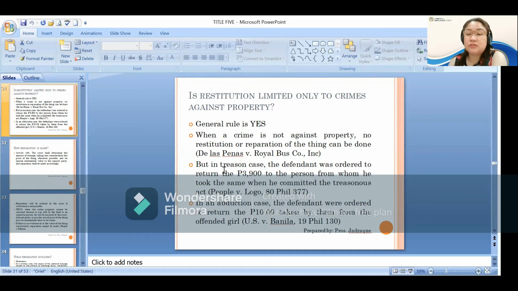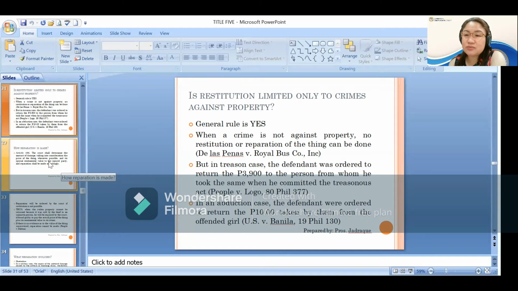But in treason, the defendant was ordered to return the 3,900 to the person from whom he took the same when he committed the treasonous act. People versus Logo. In an abduction case, the defendant was ordered to return the 10 pesos taken by the accused from the offended girl. U.S. versus Vanilla. Okay, so these are exceptions. General rule, it is limited to crimes against property.